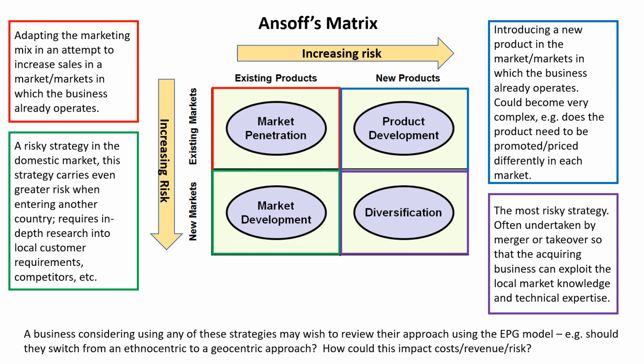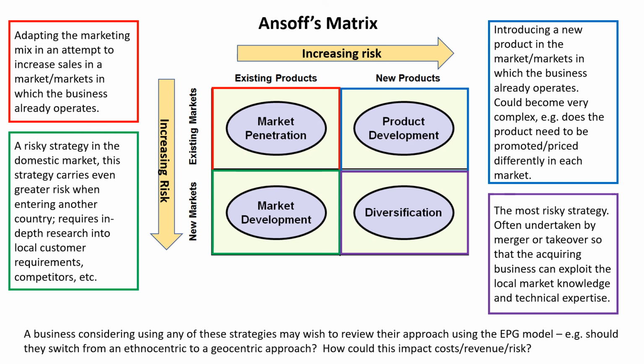So a business using any of these strategies may wish to review their approach using the EPG model. Should they switch from an ethnocentric approach, such as one marketing mix, one global brand and product, to a geocentric approach? How might this impact their costs? How might this impact their revenue? What is the risk of doing this?